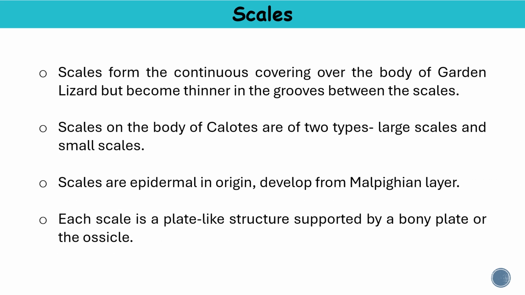Coming to the structure of scales, the scales form a continuous covering over the entire body of the Calotes. The scales on the Calotes body are of two categories; they come in two different sizes, that is, large scales as well as small scales. Scales are epidermal in origin, developed from the malpighian layer. Each scale is a plate-like structure supported by a bony plate or ossicle.